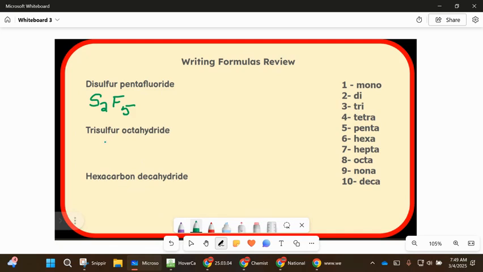Trisulfur, meaning S what? S3. Octahydride. Hydride is what? H8 for octa. That is your compound. That is all you have to do. No crisscrossing anything, no putting up any charges. You are writing exactly what the formula is telling you. Hexacarbon decahydride. Somebody. C6H10. Questions?